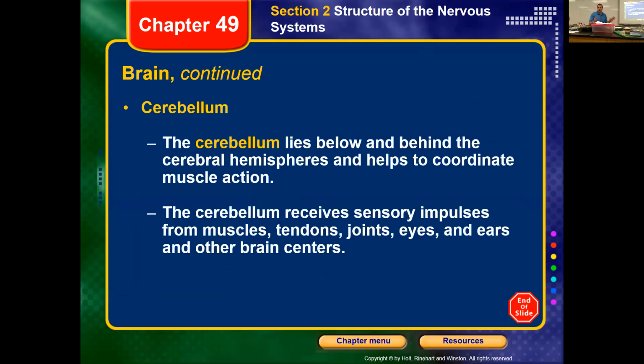We kind of take that stuff for granted, but there has to be a part of the brain that can sense and detect that. And that's the job of the cerebellum. And so that's why if you have brain damage to that portion of the brain, you lose capabilities.